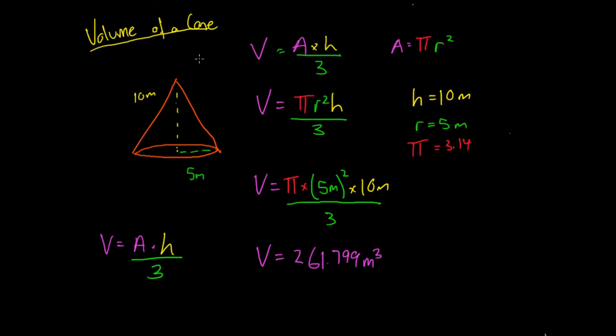So the volume of a cone is just the area of the base times the height divided by 3 to account for the fact that it's not a cylinder. So it's just pi r squared times the height divided by 3. I'll put out some tricky examples on this for you guys to have a go at.